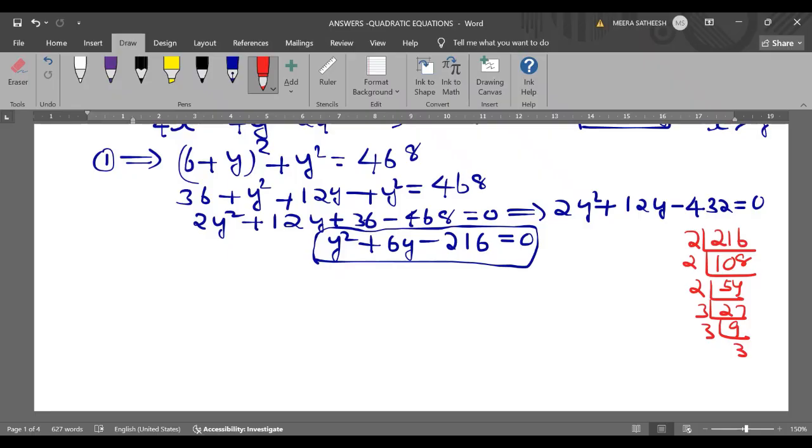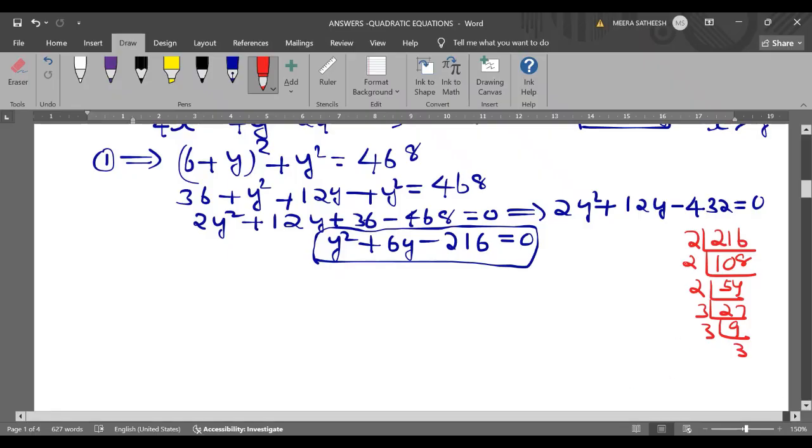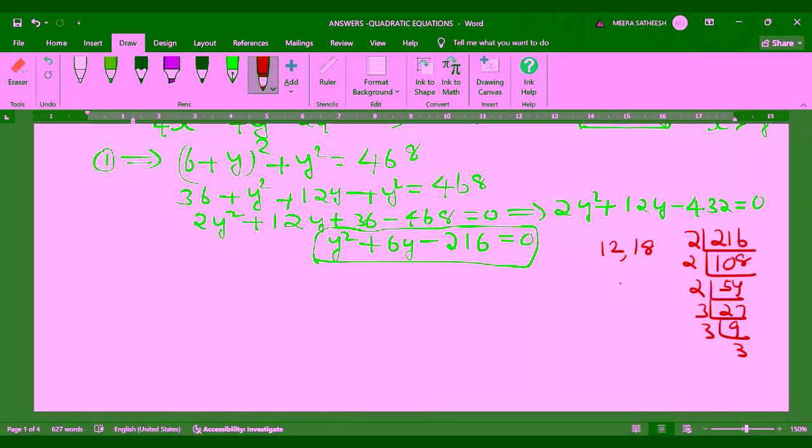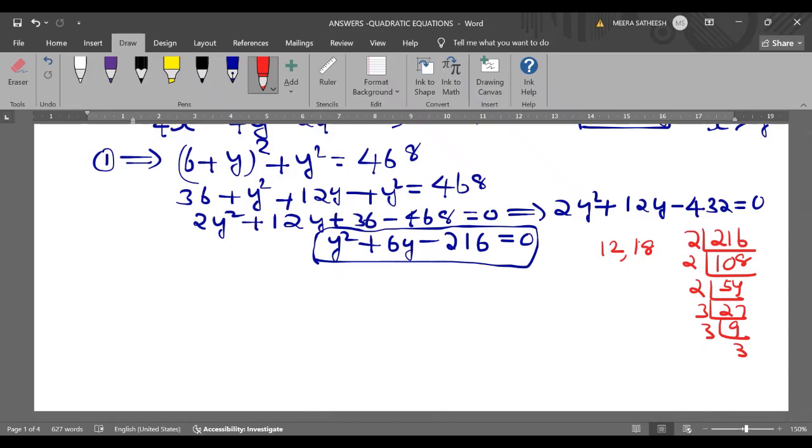2 into 2 into 3, 12, 3 into 3 into 2, 18. 12 and 18. That's the combination. So bigger number positive: minus 12 and 18. That's the number. So (y minus 12) into (y plus 18) equal to 0.